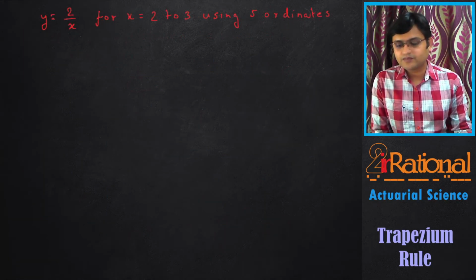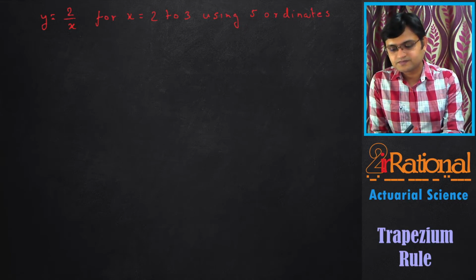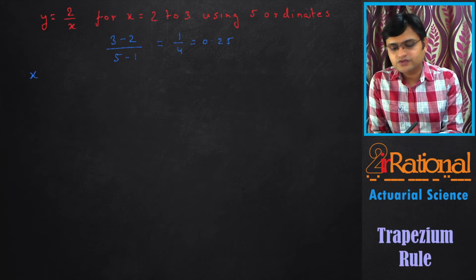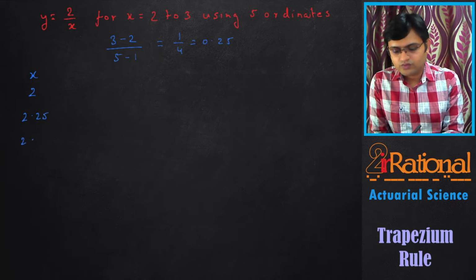Let's take another example. y = 2/x for x being between 2 to 3, and we'll use this time only 5 ordinates. So first of all, width will be (3 − 2)/(5 − 1), that is 1/4, 0.25. So the possible values of x would be 2, 2.25, 2.5, 2.75 and 3. Accordingly, we'll calculate our values of y.